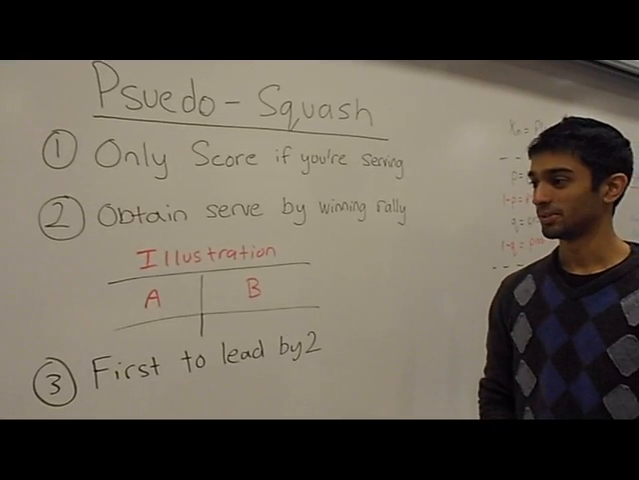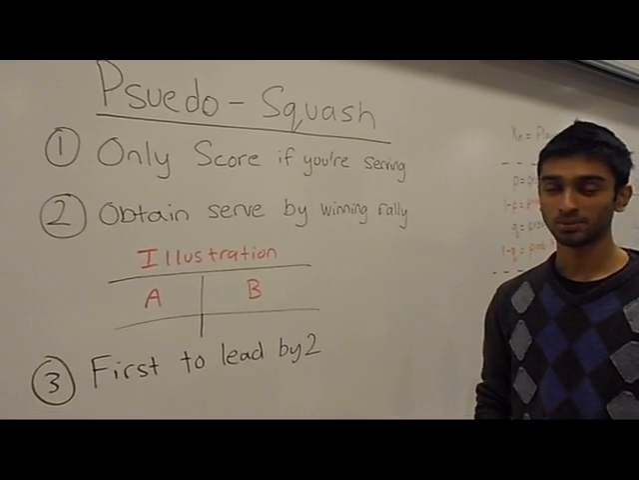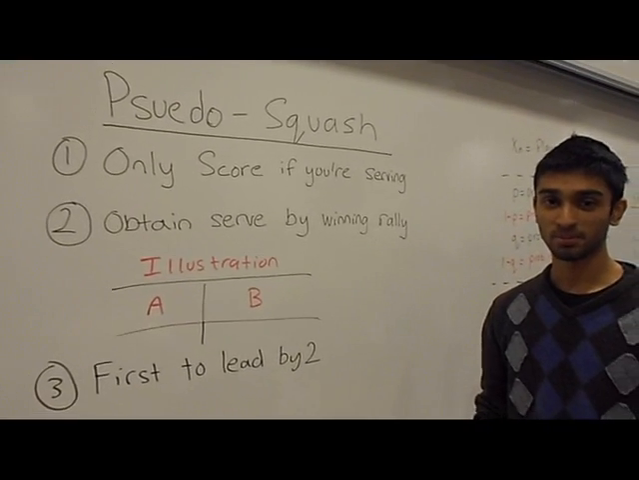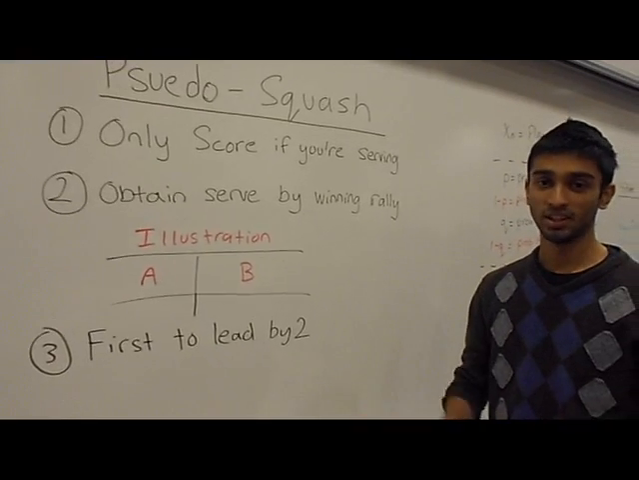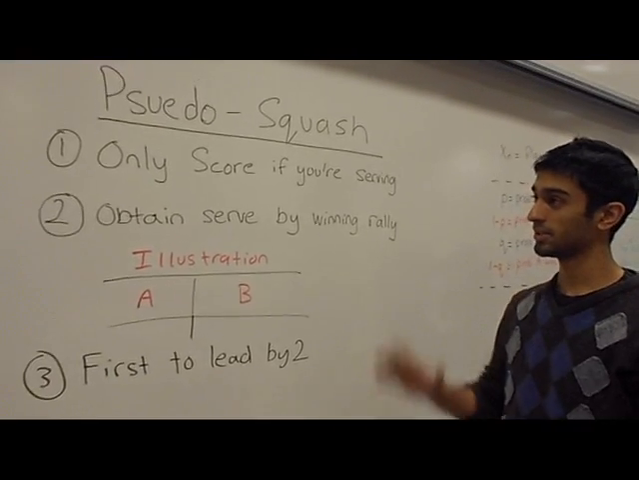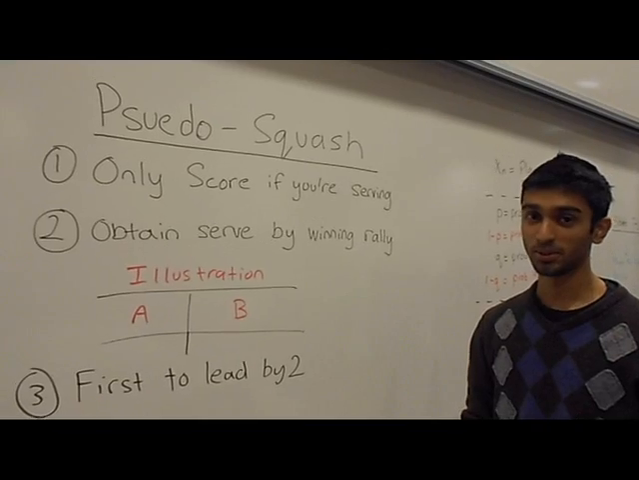We're here basically to illustrate a Markov chain problem for you, and we wanted to take a real life example and turn it into how it works in terms of a Markov chain. So what we tried to define today is a game called pseudo squash.